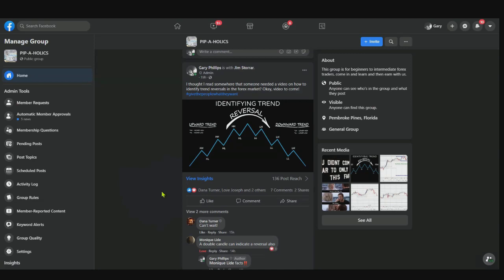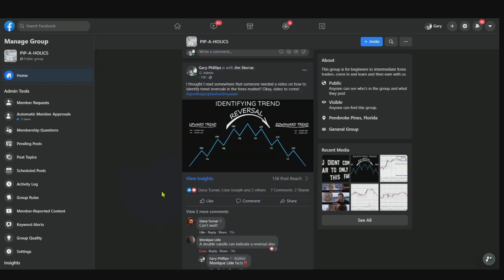Then you can also look at pin bars. Some people consider those exhaustion candles, as well as engulfing candles. What would also constitute confluences is support and resistance. You have horizontal support and resistance, trend line support and resistance, and also dynamic support and resistance, which is moving averages.